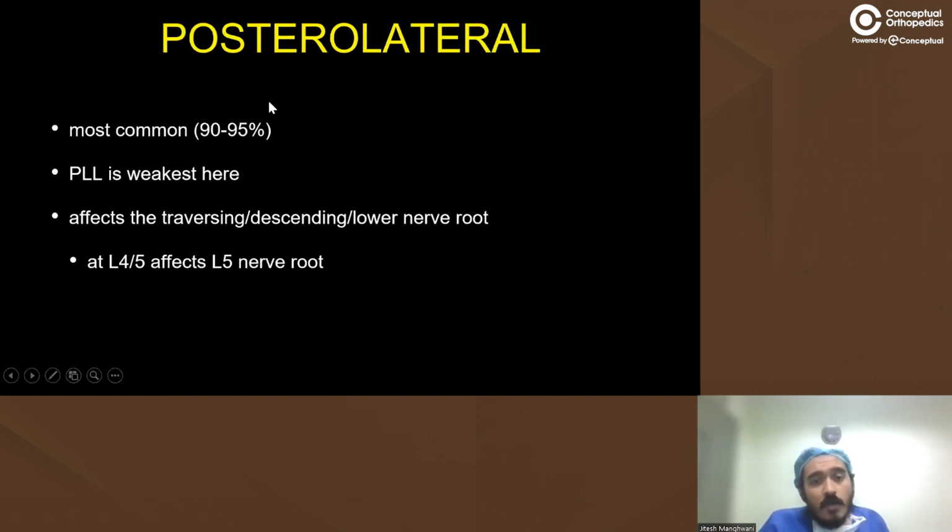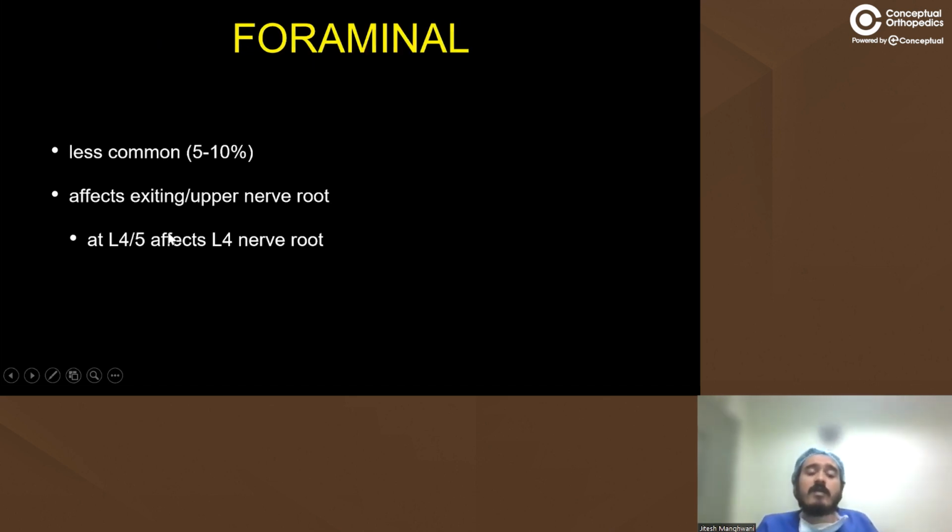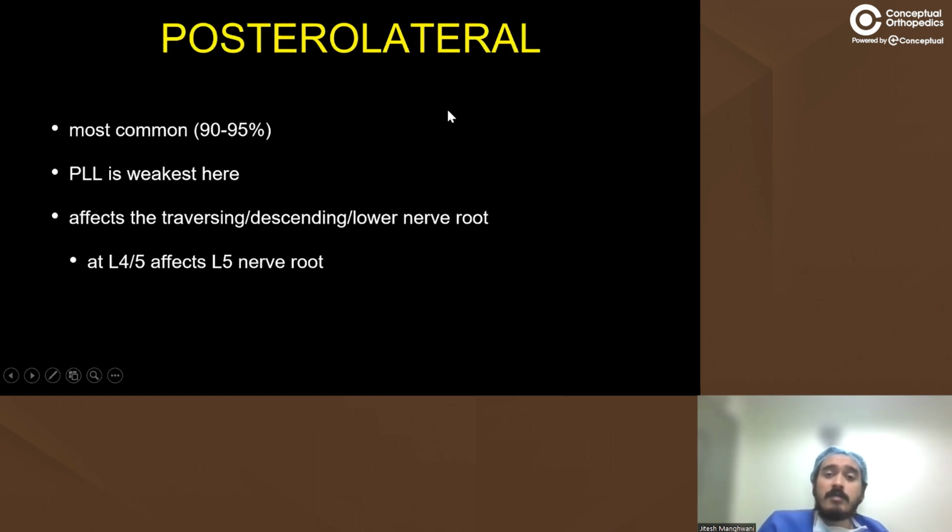So I'm repeating, a posterolateral disc herniation will affect the traversing root, and a foraminal type of disc herniation will affect the exiting root. So if we talk about L4 and L5, if there is a foraminal disc, the exiting root will be involved and it's L4 that will be involved. And if there is a posterior central type of disc at L4 and L5, the traversing root will be involved, and that is the L5 root will be involved.